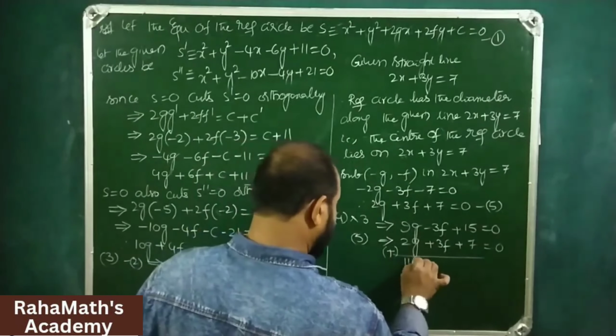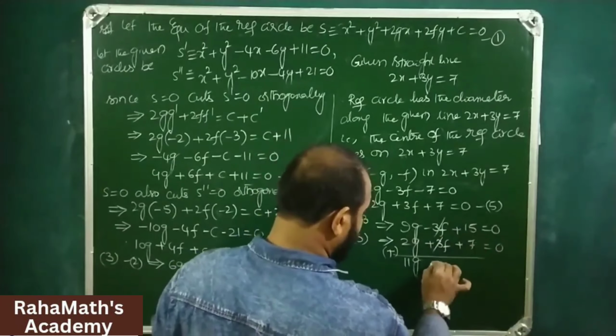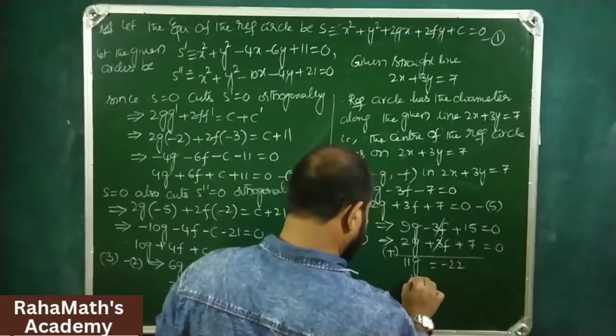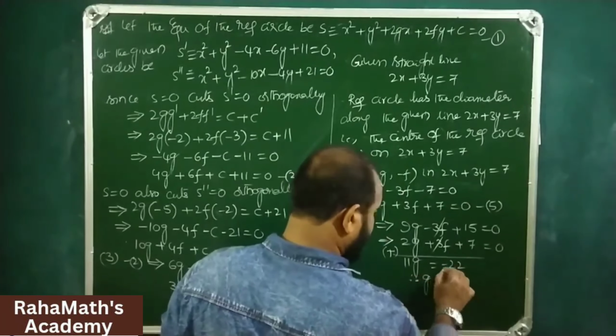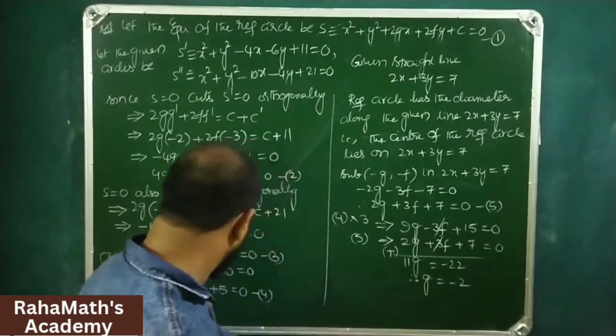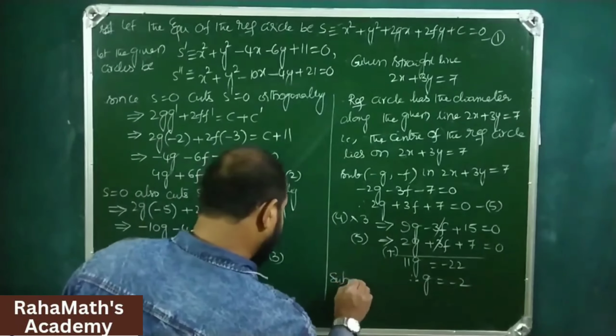9 plus 2 is 11g. 3f gets cancelled. 15 plus 7 is 22. If I take that side minus 22, therefore the g value is equal to minus 2. Substituting the g value, I substitute this in to get f.